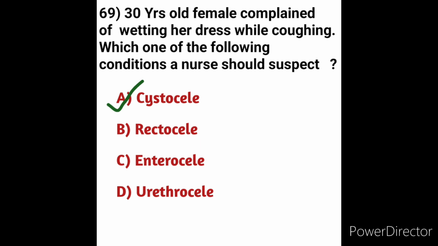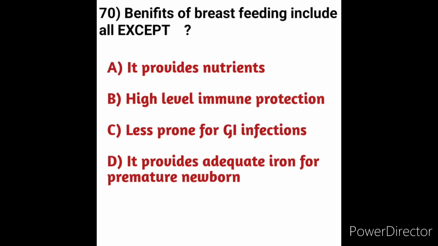Next we will move on to question number 70. Benefits of breastfeeding include all except. Only one of the options is the exception. Option A, it provides nutrients. Option B, high level immune protection. Option C, less prone to gastrointestinal infections. Option D, it provides adequate iron for premature newborns.